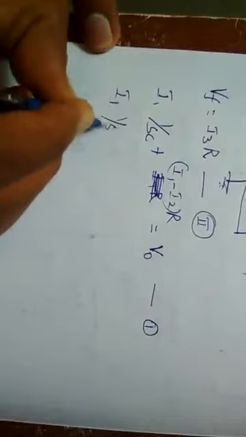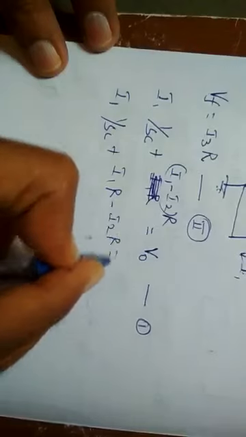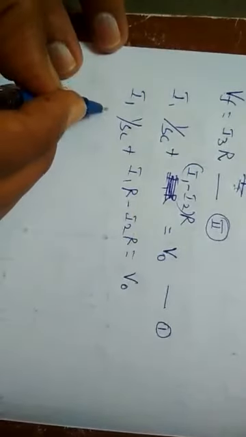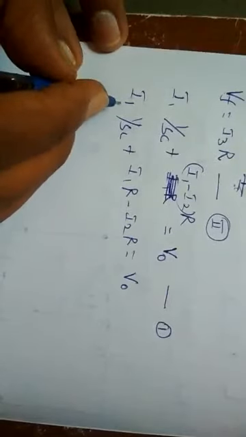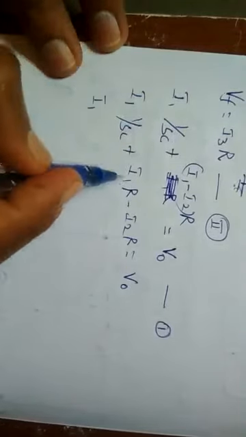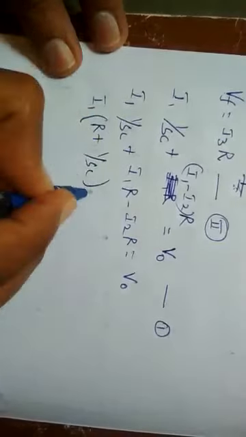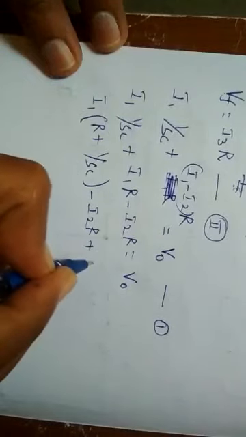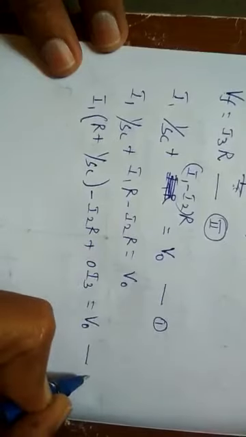like this only. So if we expand this, I1 into 1 by SC plus I1R minus I2 into R equals V out. So we can write it in order, and there is no I3 in this first equation. So I1 you take common, I1 into R plus 1 by SC, minus I2 into R plus 0 I3, since there is no I3, equals V out. You name this as 2.